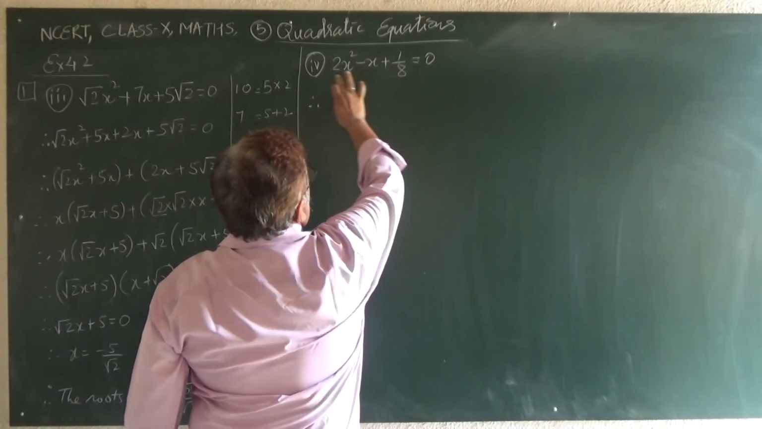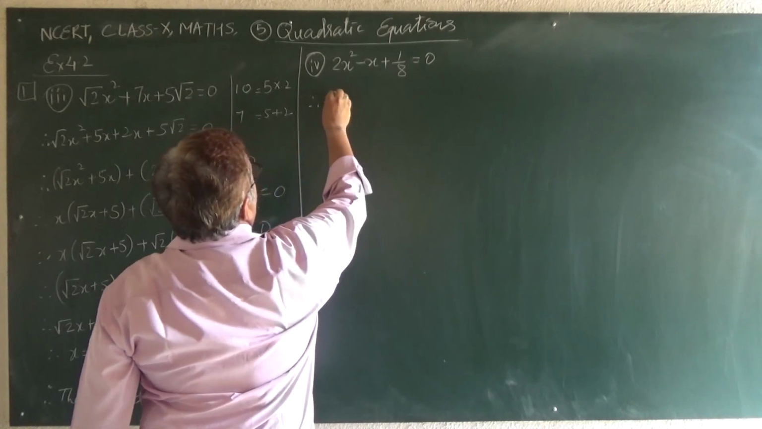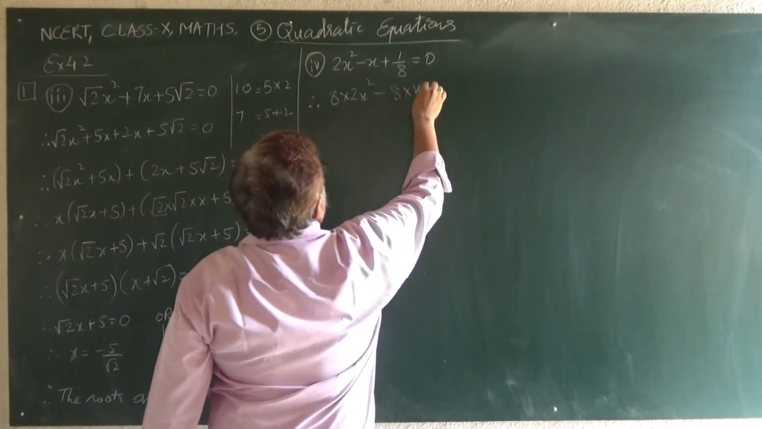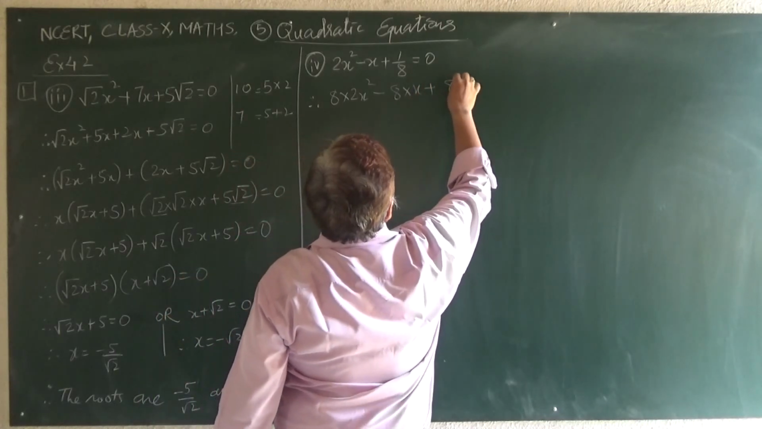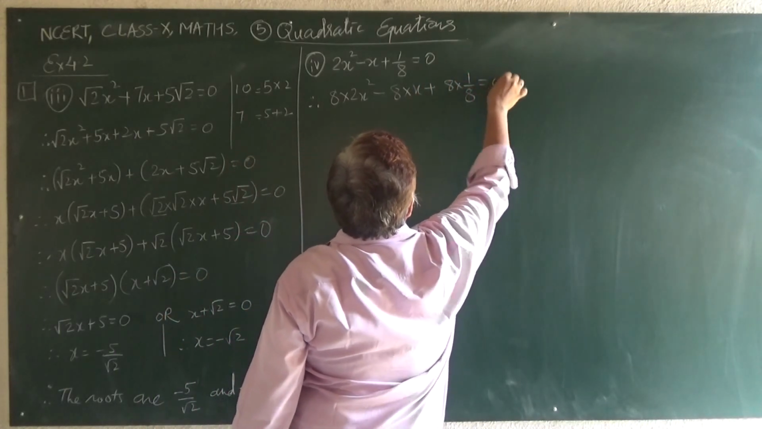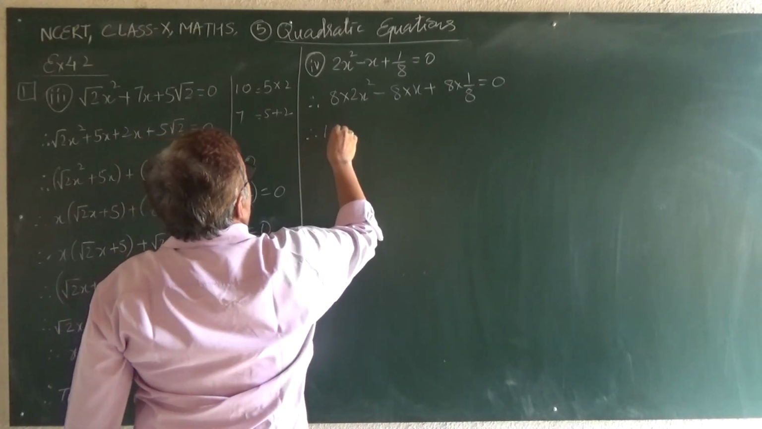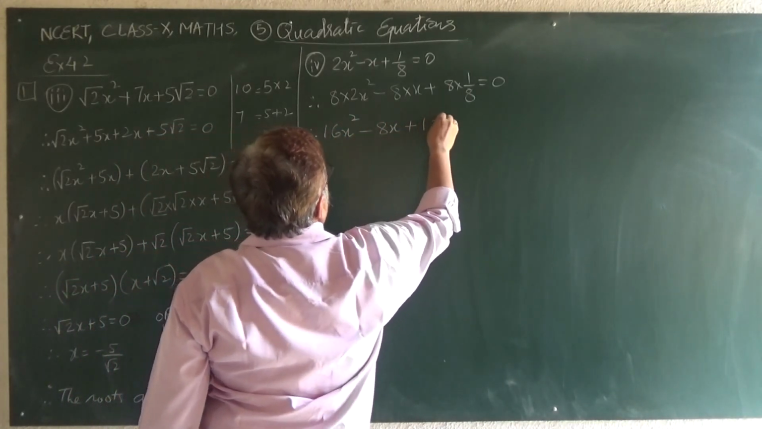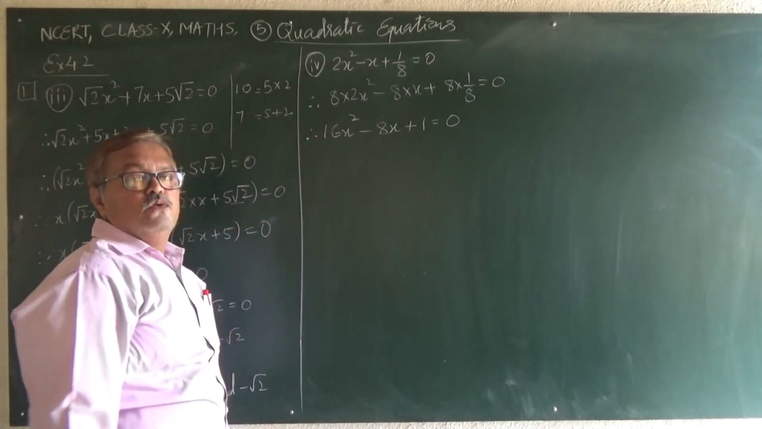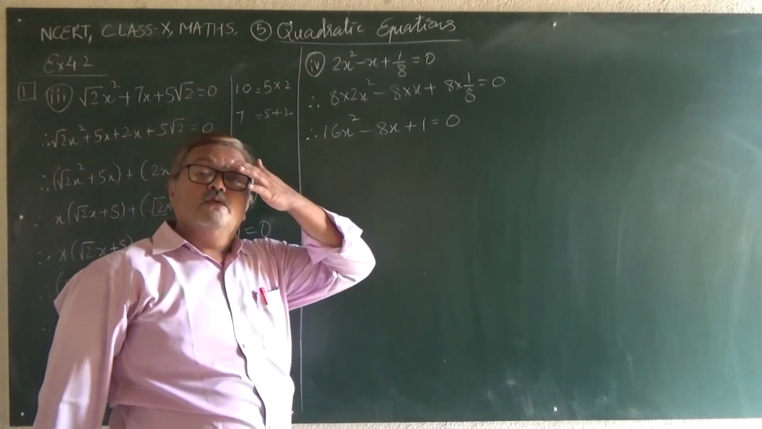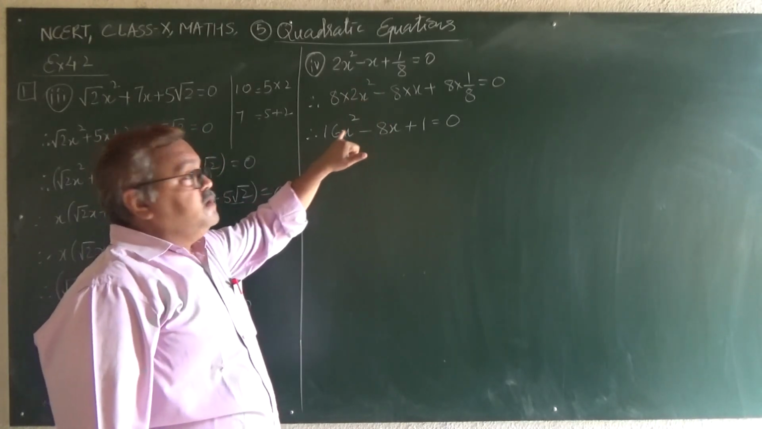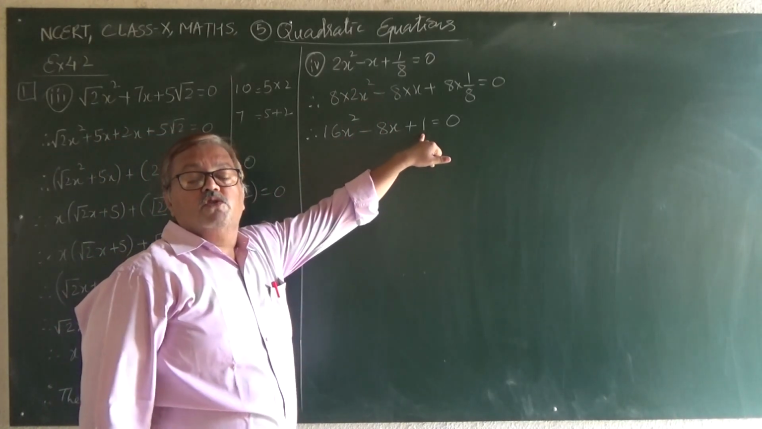मुझे 8 निकालना है, तो सब टर्म्स को मैं 8 से मल्टीप्लाई करूँगा. सो 8 इंटू 2x स्क्वायर माइनस 8 इंटू एक्स प्लस 8 इंटू 1 अपॉन 8 इज इक्वल टू 0. सो 16x स्क्वायर माइनस 8x प्लस 1 इज इक्वल टू 0. सो 8th स्टैंडर्ड में आप पढ़े थे, the first term is a perfect square, last term is also perfect square.